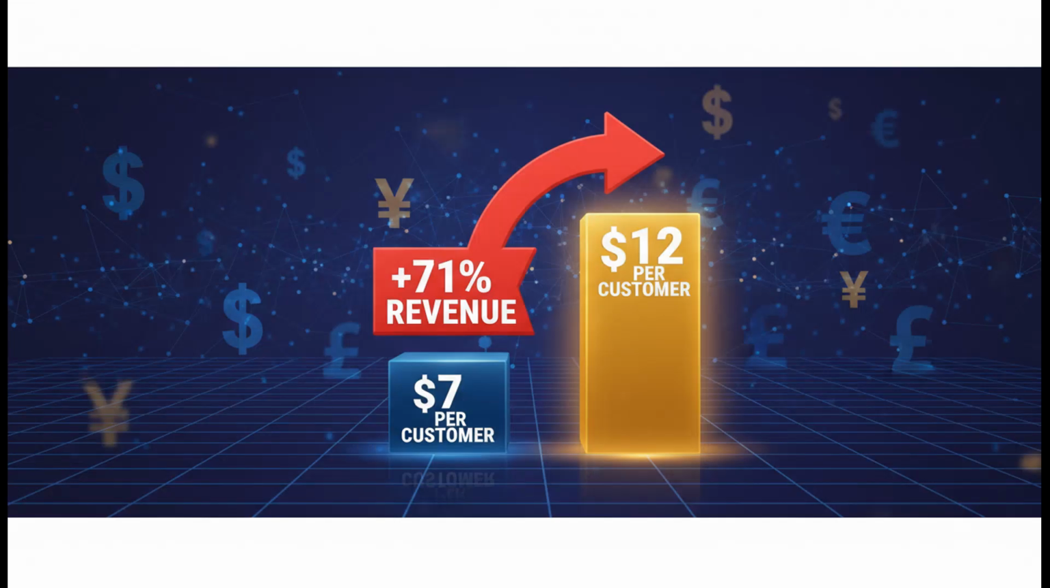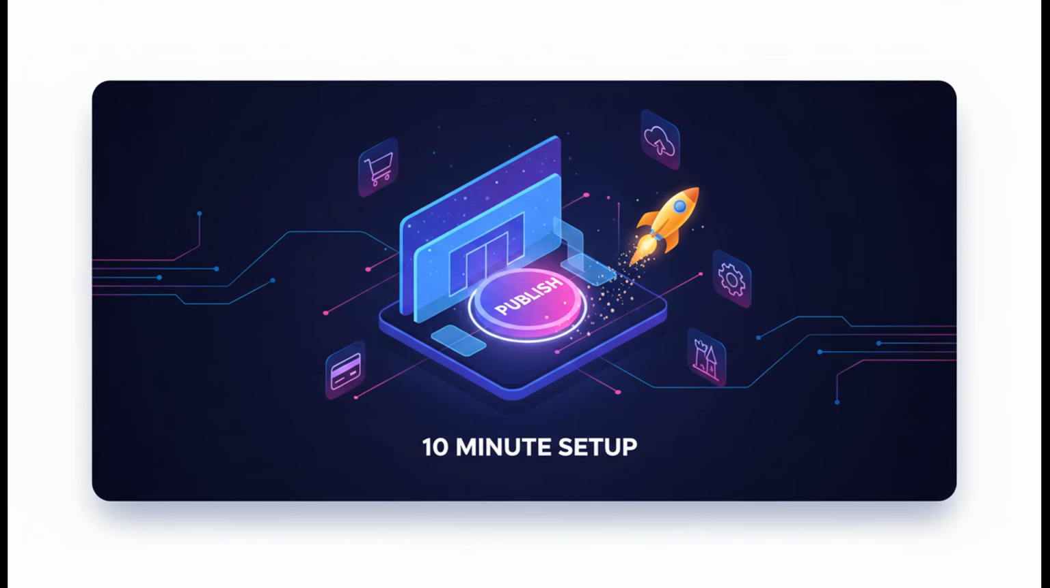Because the prices are so low, the friction of purchase is non-existent, but that $5 add-on increases your average order value by over 70%. That is how you hit $2,000 fast. Setting up your storefront on Gumroad takes 10 minutes. Upload your PDF, set your price, and create your upsell for the checklist. You are now officially open for business.